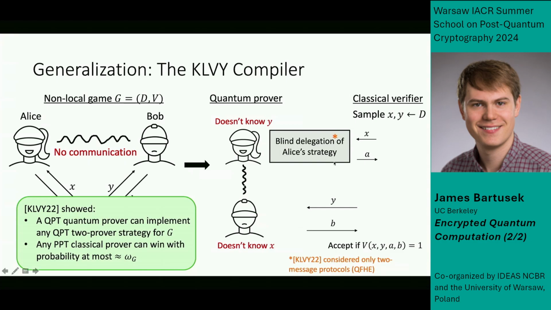And I should say that technically KLVY only considered QFHE in particular, a 2-message delegation protocol. It should be able to be extended to any blind delegation protocol, but just to be exact, their paper only considered FHE protocols. But since the quantum prover simulates Alice and Bob in their head, nothing forces them to actually forward the second message to Bob. The prover can forward it to Alice.